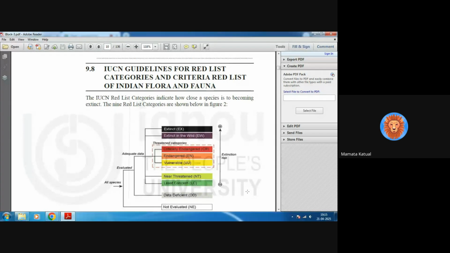If a category is near the extinct, that means the nearest is extinct in the wild. It is very close to becoming extinct. Then next comes critically endangered. Next comes endangered. Next comes vulnerable. Next comes near threatened. So like this, when a category is very near, then it is very near to extinct.